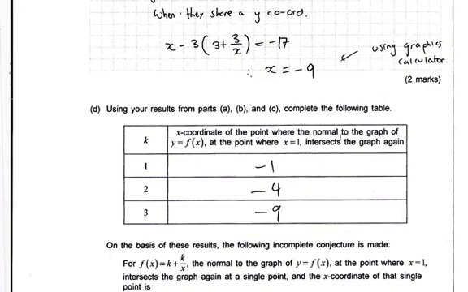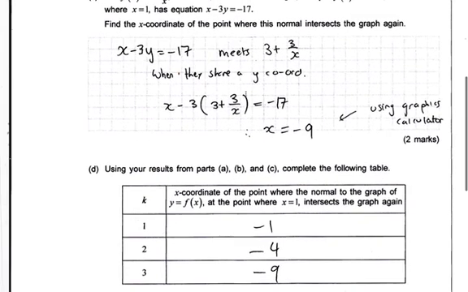So we have the x-coordinate at the point where the normal to the graph of y equals f of x, at the point where x equals 1, intersects the graph again. Well, we have -1, -4, and -9, for k equals 1, k equals 2, k equals 3. So you can see we're starting to build up a conjecture here. They're getting us to think of a few ideas.